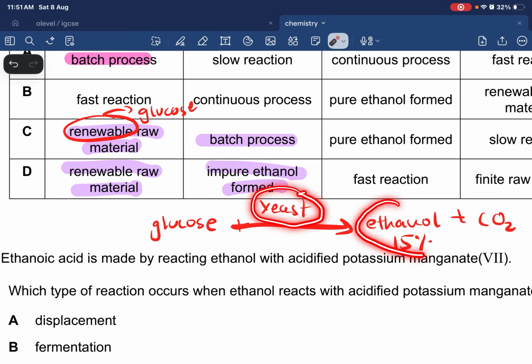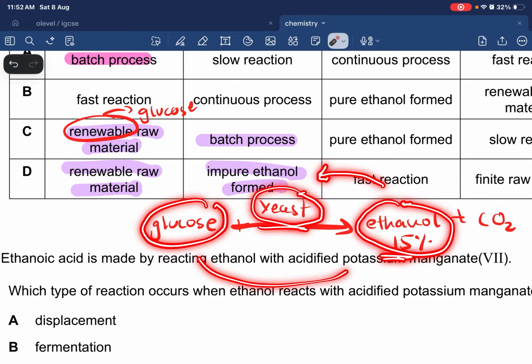And when excess ethanol is produced, now listen to this very carefully, it kills the yeast. When 15% ethanol is present in the solution, it kills the yeast. So no more glucose can be converted into ethanol because the yeast is killed by the product. So the thing the yeast makes, kills it.